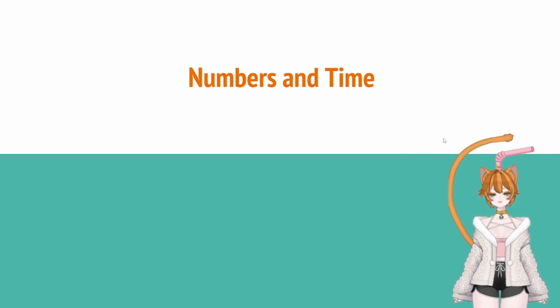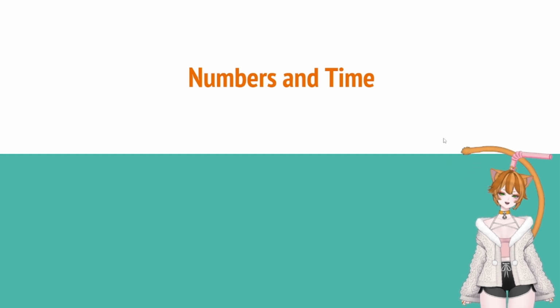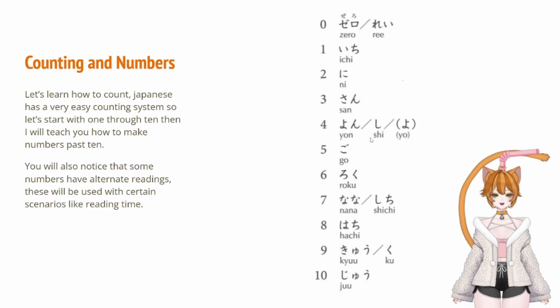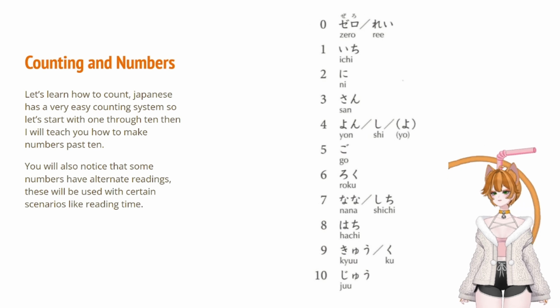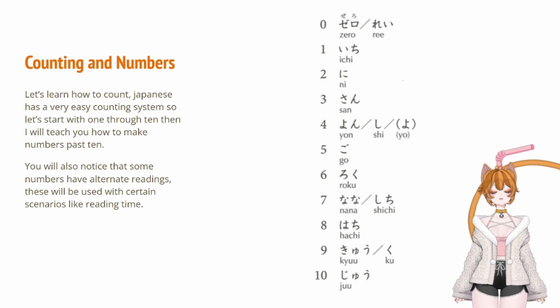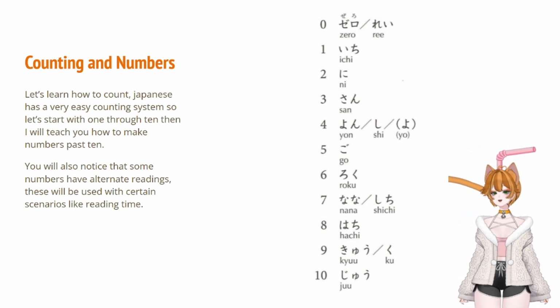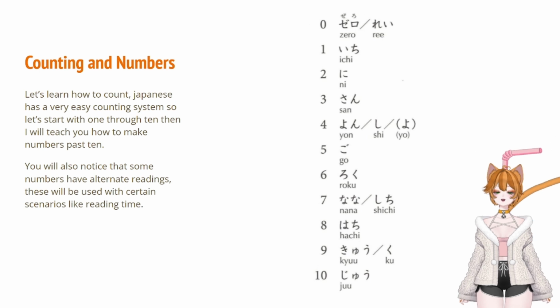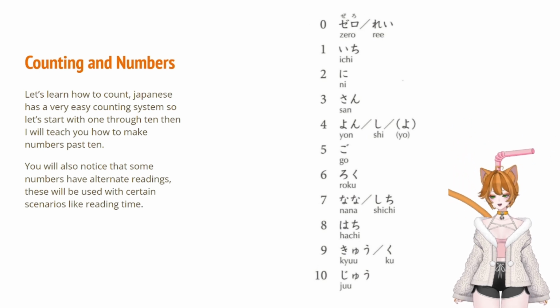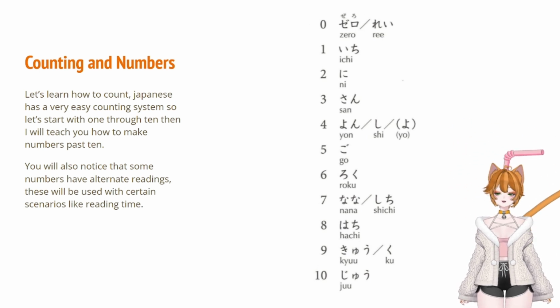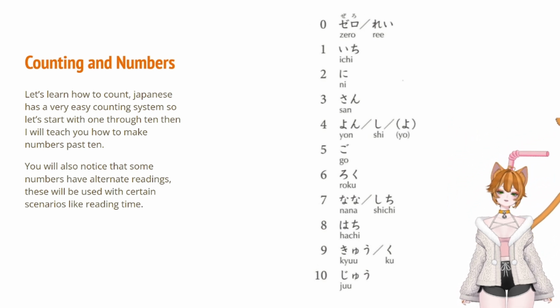Alright, let's move on to numbers and time. This is going to be a fun one. So we're going to start with counting in numbers. It is very easy to learn how to count in Japanese as well. They have a very simple counting system. So we're going to start with 1 through 10, and then I will teach you how to make numbers past 10. You will also notice that some numbers have alternate readings. These will be used in certain scenarios like reading time.